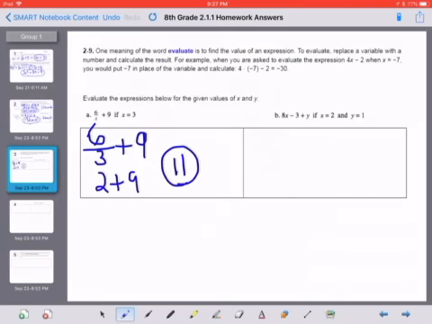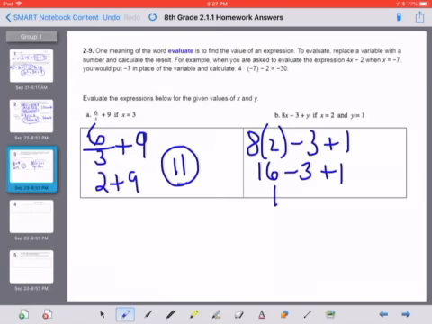For B, I have an X and a Y, so X is 2, so I'm going to do 8 times 2 minus 3 plus 1, so I get 16 minus 3 plus 1, 13 plus 1, final answer is 14. So basically I'm just using the order of operations after I've replaced the variable.